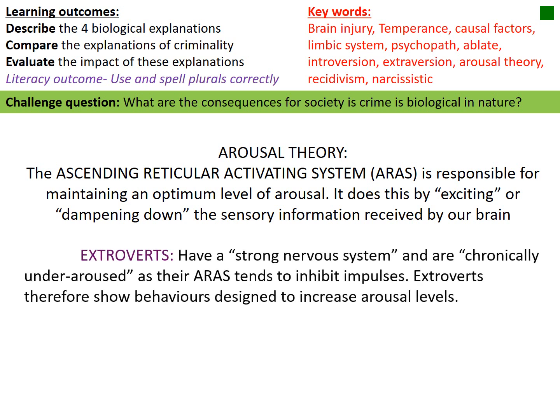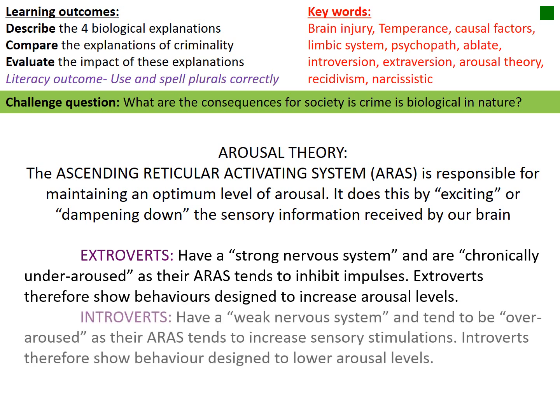Now, within extroverts, the idea is that they have a strong nervous system, and therefore they don't actually achieve that optimum arousal level because they might be chronically under-aroused. Because they're under-aroused by the natural sensory information that their brain is receiving, they tend to look for behaviours that are designed to increase their arousal levels. So, for example, extroverts might be risk takers because they're looking for that external stimuli in order to arouse their ARAS and therefore get to that optimum level of arousal.